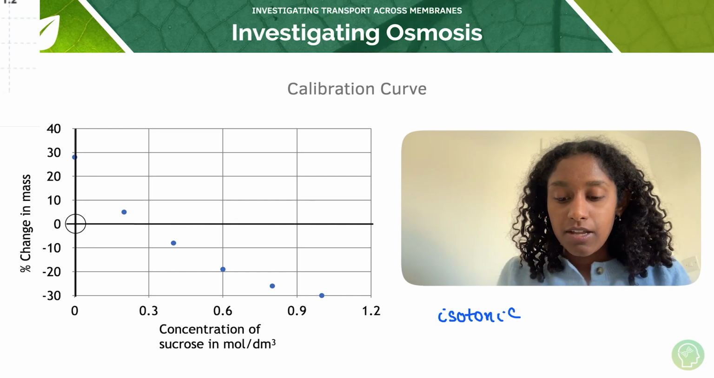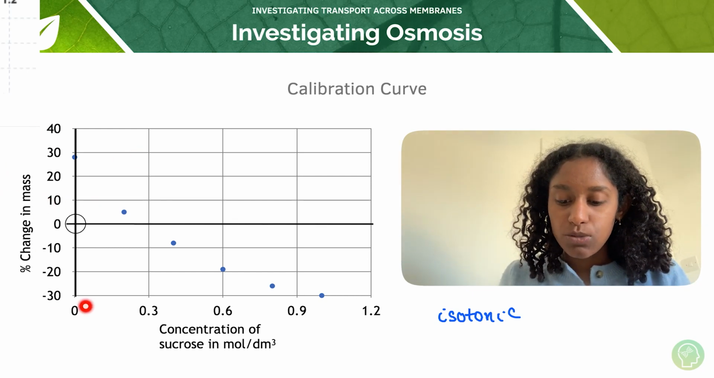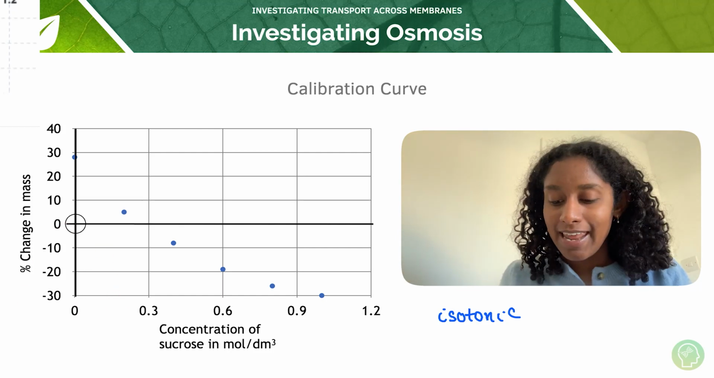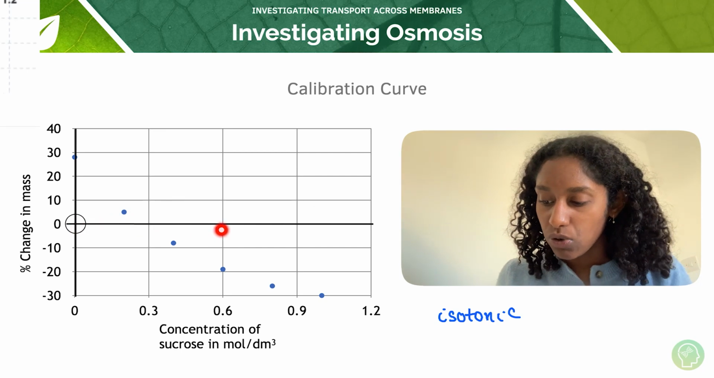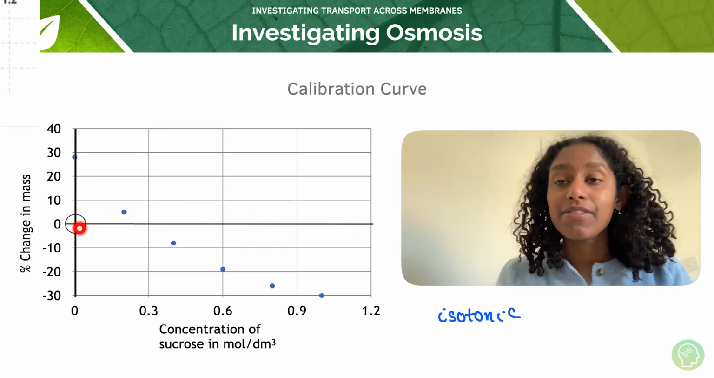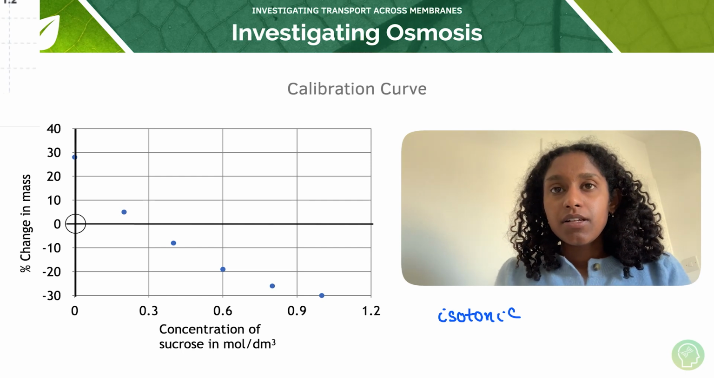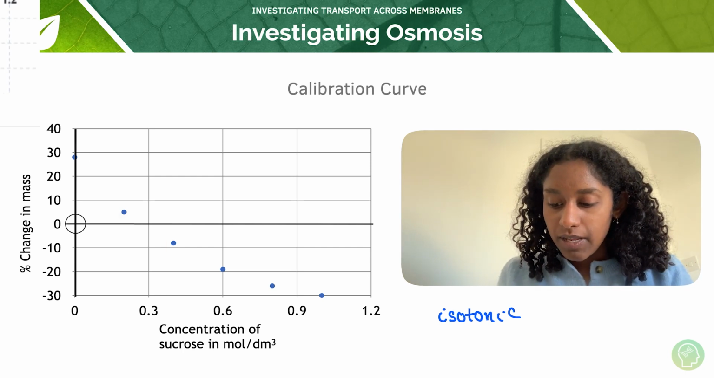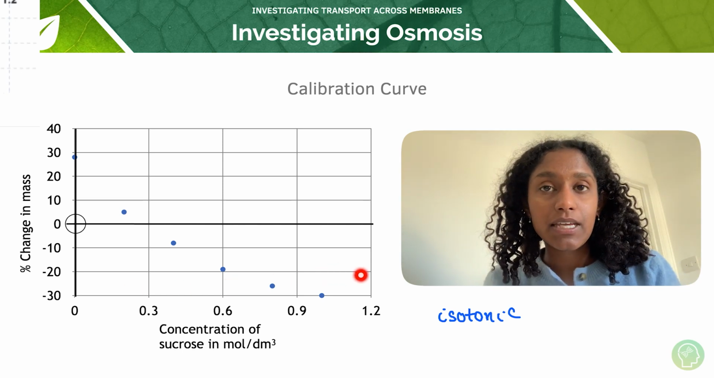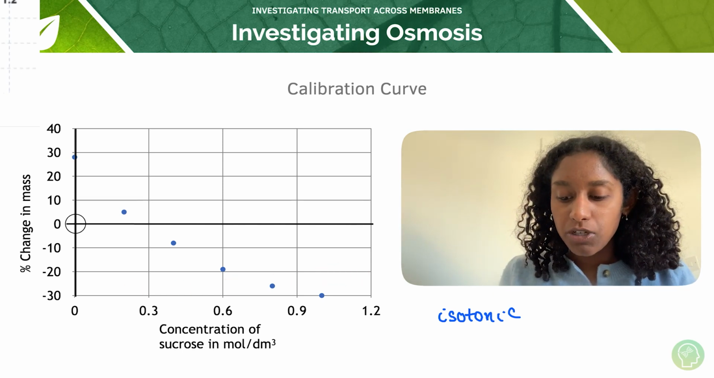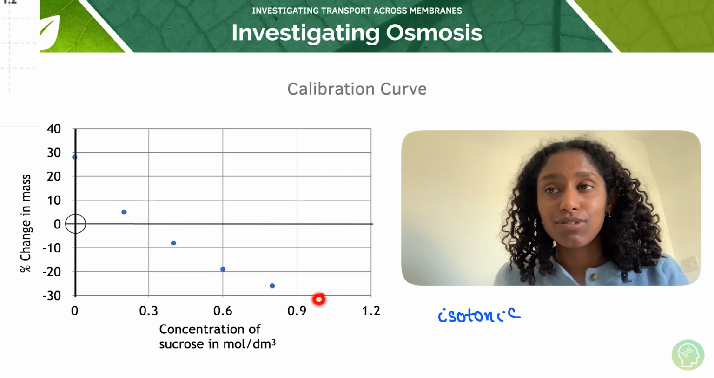Okay, so just to recap, this is where our potato puts on mass, this is where our potato loses mass, and any point on this line is where our sucrose solution is isotonic with our potato sample, and there's no change in mass of the potato. So we plot our points on here. So remember, we had our different concentrations of sucrose in our beakers. We're going to plot how much the potato changed in mass at each of those different concentrations of sucrose.